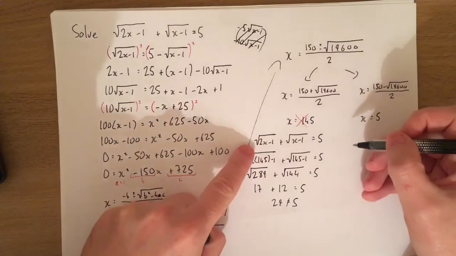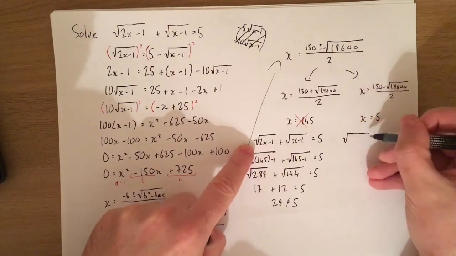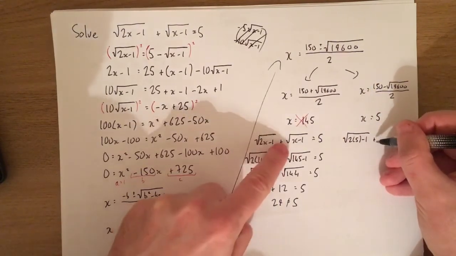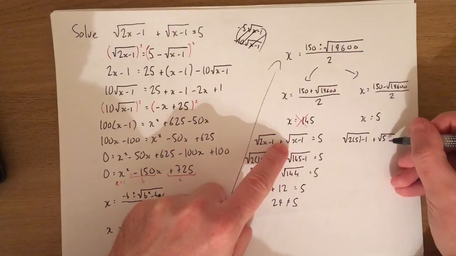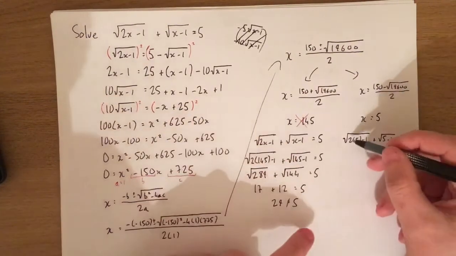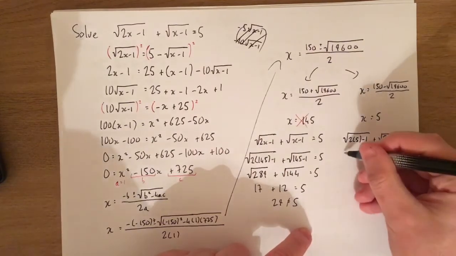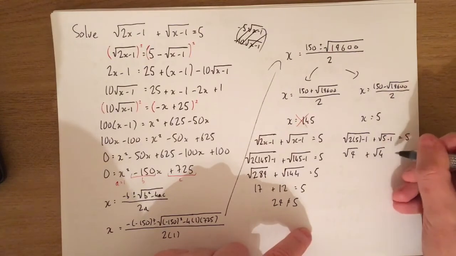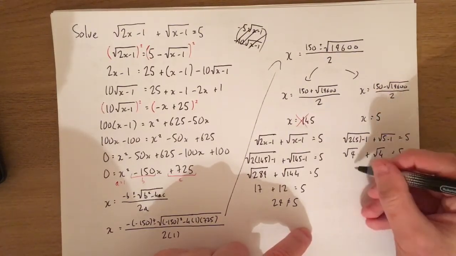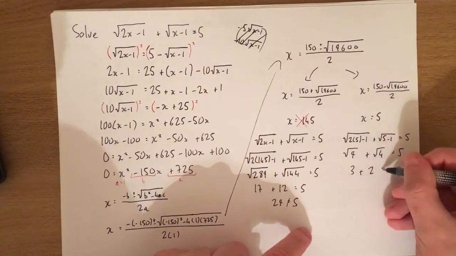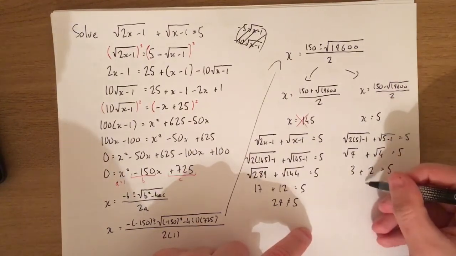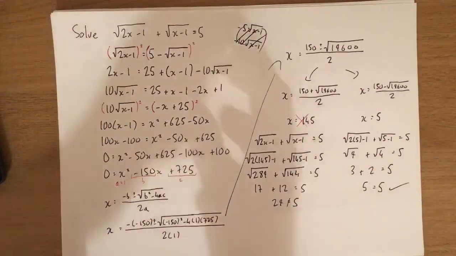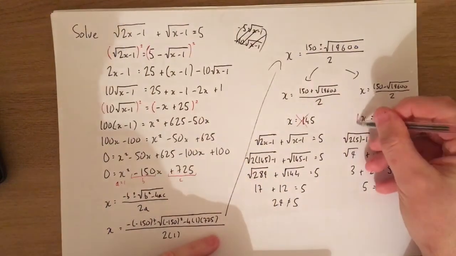Okay, so we sub 5 in. It should work. So it's the square root of 2x minus 1, so 2 times 5 minus 1, plus the square root of x minus 1, so that's 5 minus 1. Is that equal to 5? So 2 times 5 is 10, 10 minus 1 is 9. So root 9 plus 5 minus 1 is 4. So that's root 4 equal to 5. So the square root of 9 is 3, the square root of 4 is 2, is equal to 5. 3 plus 2 is 5. Is 5 equal to 5? Yes, it is. So that's my solution. x is equal to 5.